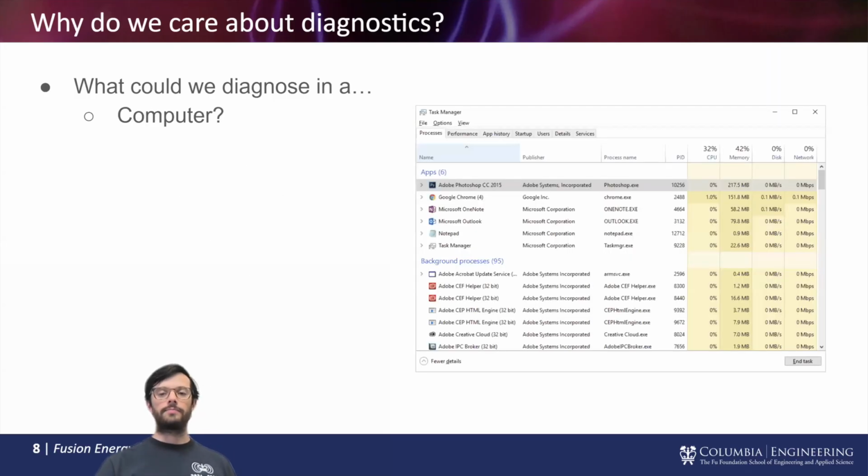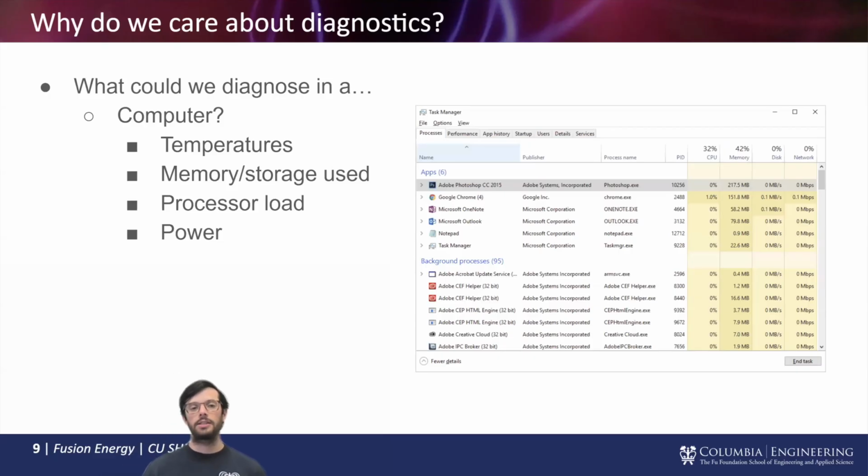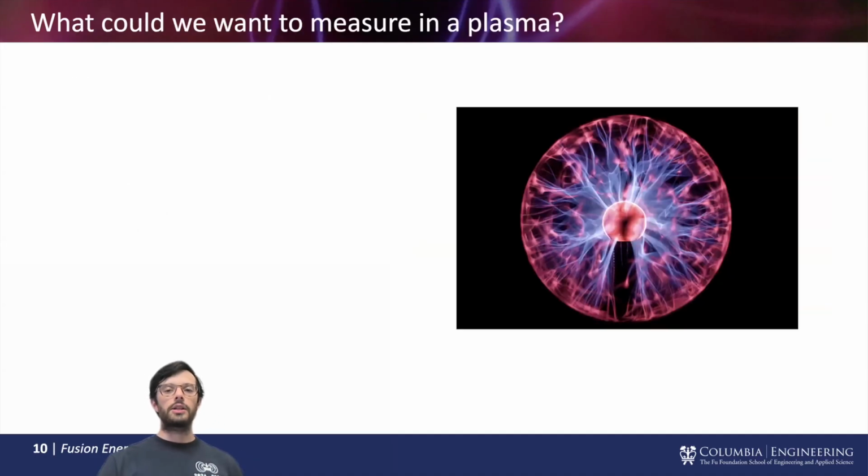What about a computer? Okay, so similar actually. Temperatures, memory or storage use, how much of our processor is being used, how much power it's taking, what our battery level is at, all that kind of thing. So these are just examples to get you thinking about what we might want to diagnose. So what would we want to measure in a plasma?